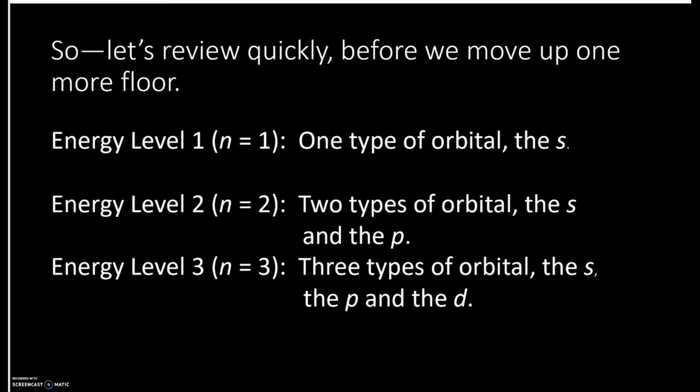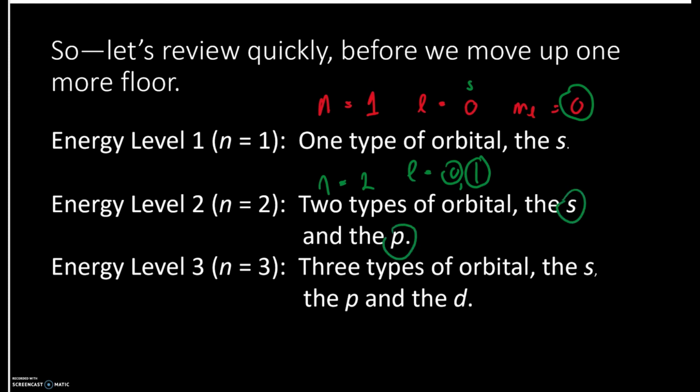So let's do a quick recap. At energy level 1, n equals 1. There's only 1 possible value for L, and that means only 1 possible value for m sub L. Meaning, at energy level 1, there's only 1 type of orbital, the s, and there's only 1 type of orientation, which is all you can have for a sphere. At energy level 2, n equals 2, L can be 0 or 1, and that means that there is 1 value for 0 and 3 for 1, which means 4 possible orbitals. The s is 1 type, and the p is another type, and there are 3 orientations.